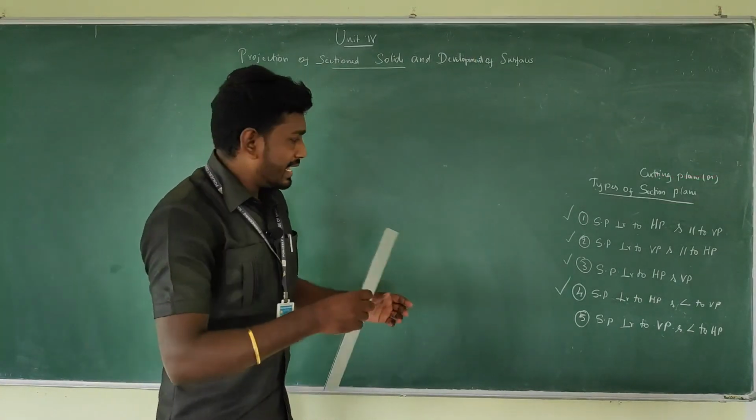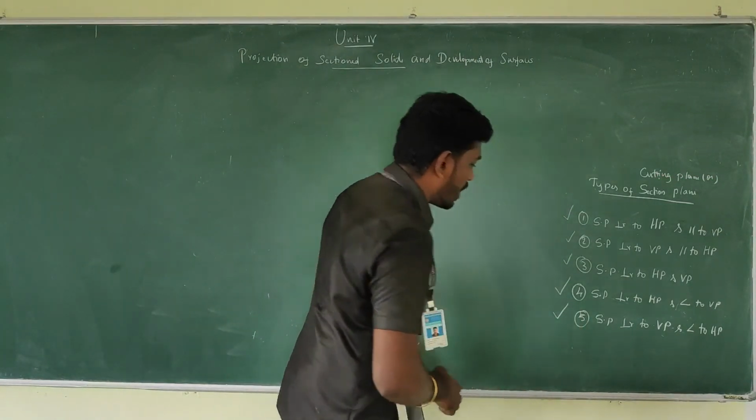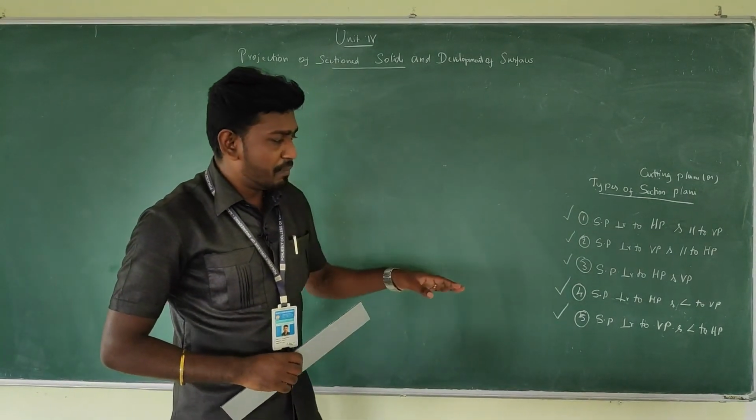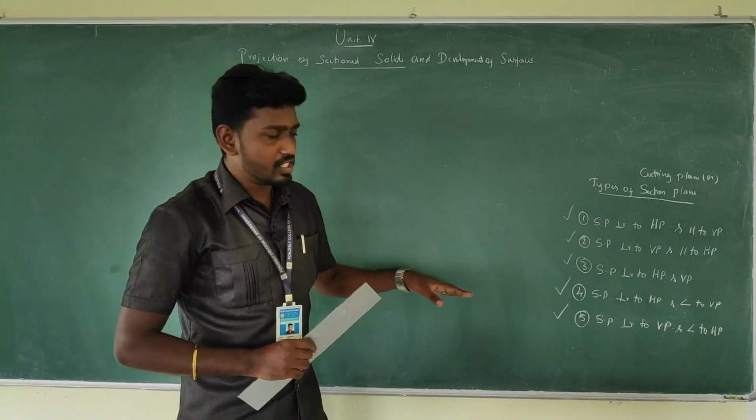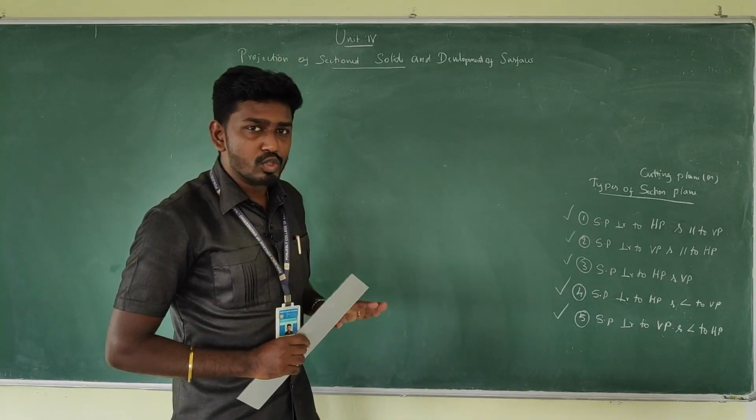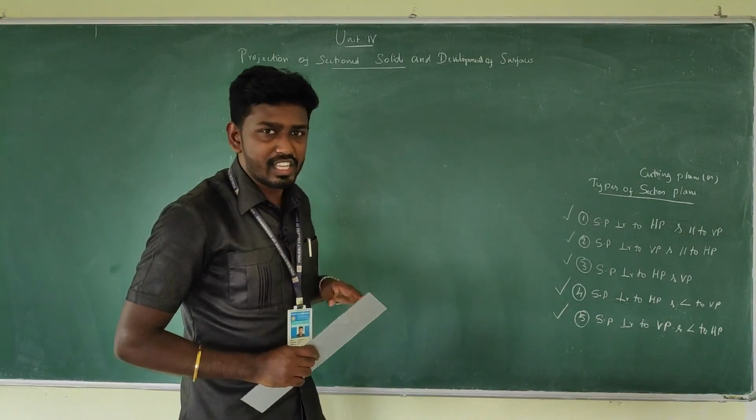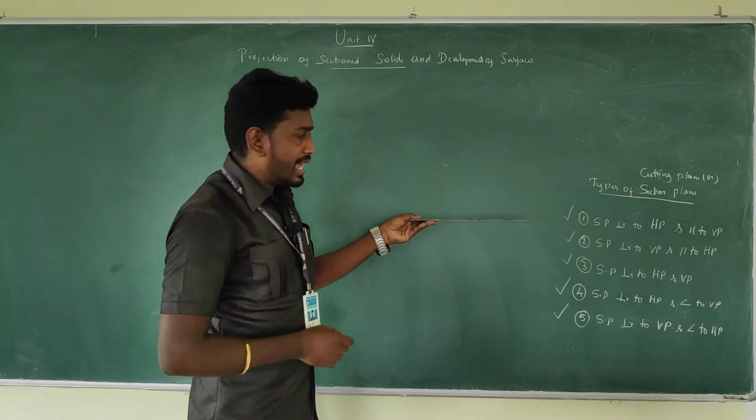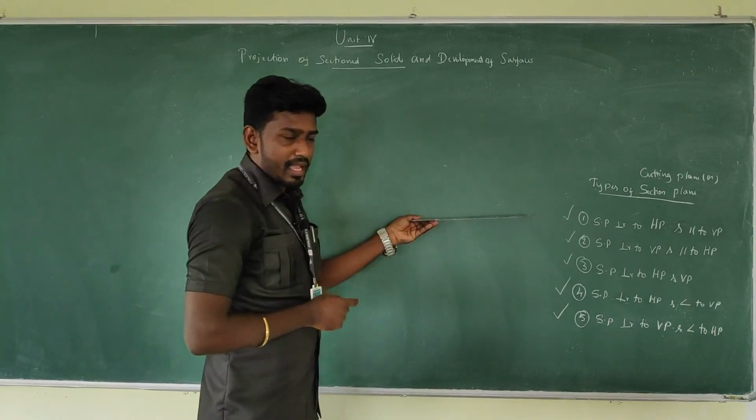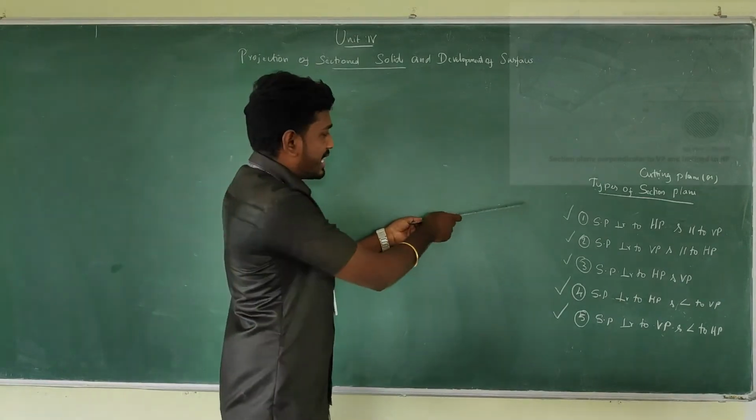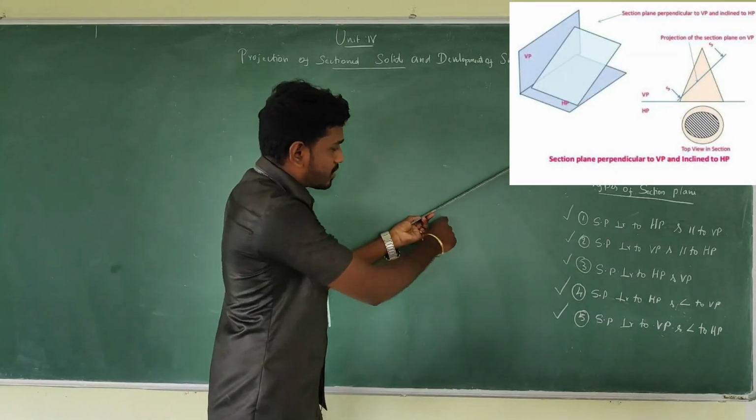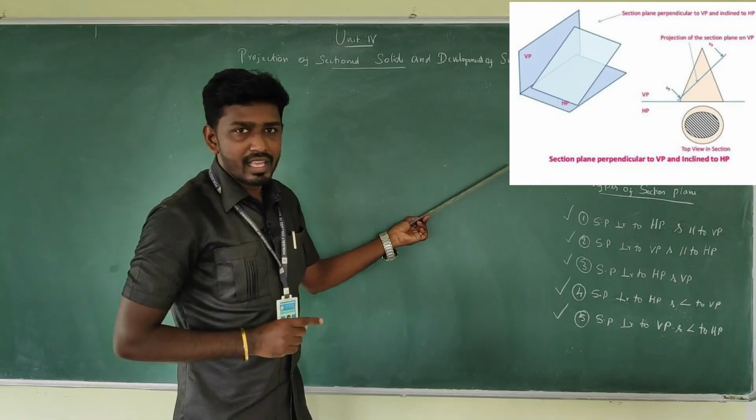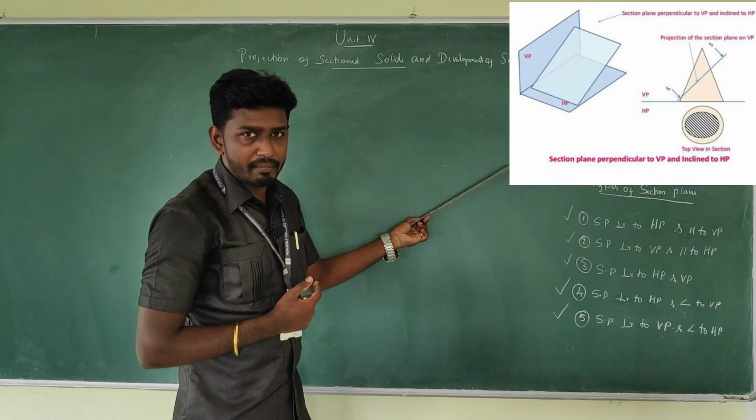Okay, fine. And next, move to the fifth one, the section plane perpendicular to VP and inclined to HP. It's the last one. How to place it? If I take the ground as the horizontal plane and the board as a vertical plane, if I keep it like this, it is perpendicular to VP and now it is parallel to HP. So if I tilt like this, what happens? It is inclined to HP. So this is the exact position for the fifth type of cutting plane.